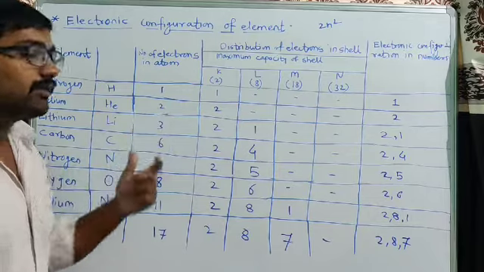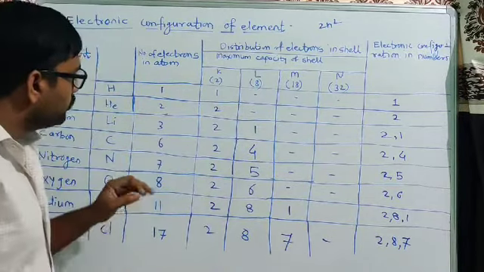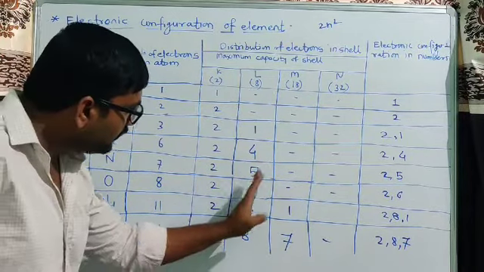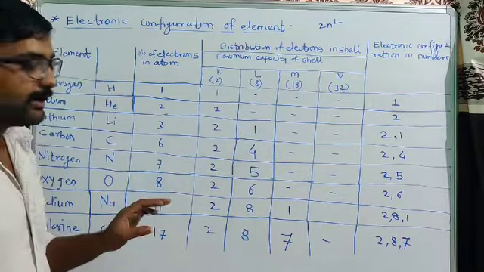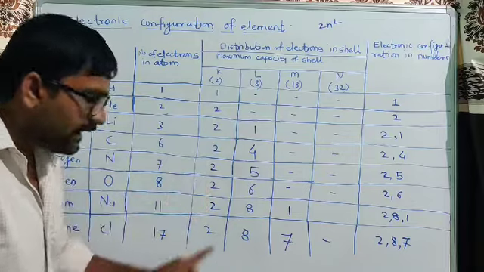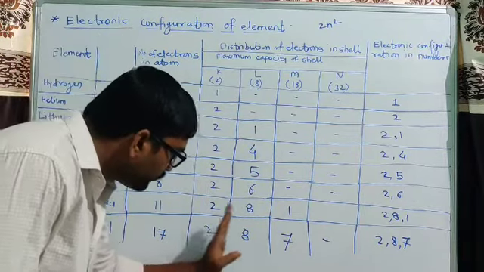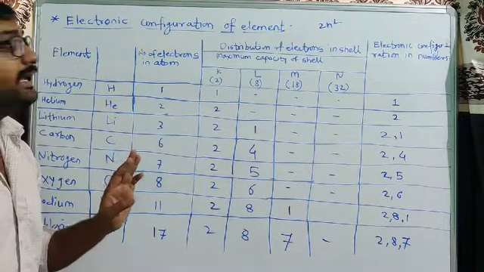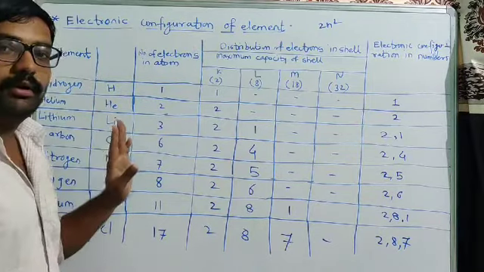So electronic configuration is simply the arrangement of electrons. Look, here there are 17 electrons, but those 17 electrons are arranged shell-wise. Out of 17, 2 are in the K shell, 8 are in the L shell, and 7 are in the M shell. This shell-wise arrangement of electrons in an atom is called electronic configuration.